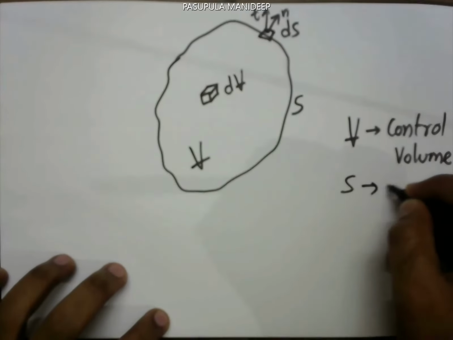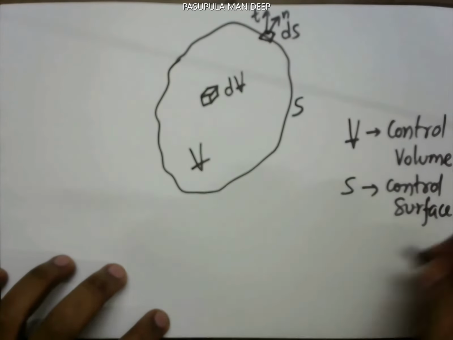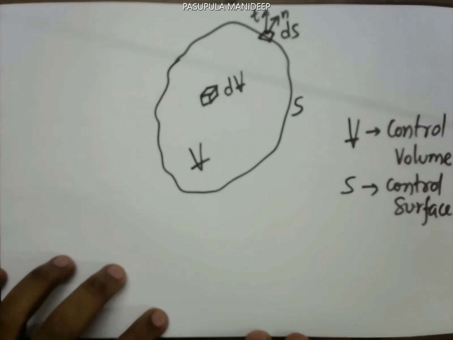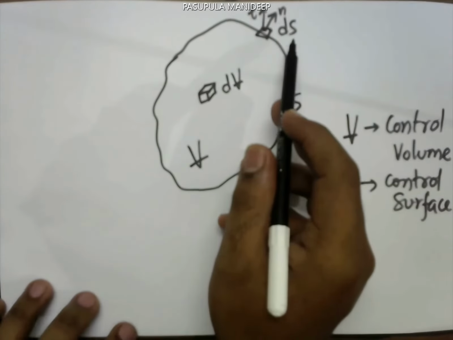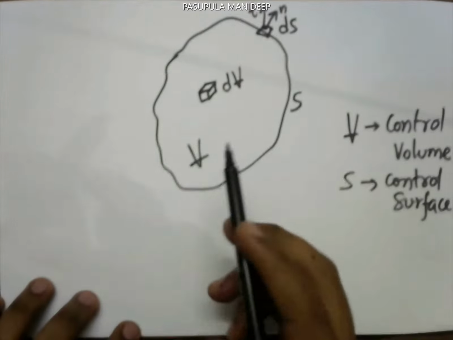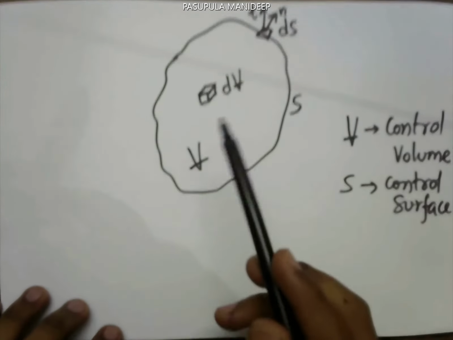S is the control surface, dS is the elemental surface area, n is the vector perpendicular to dS, and t is the traction vector.